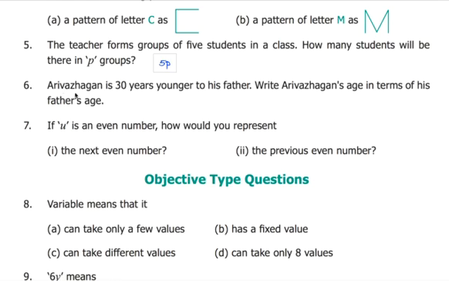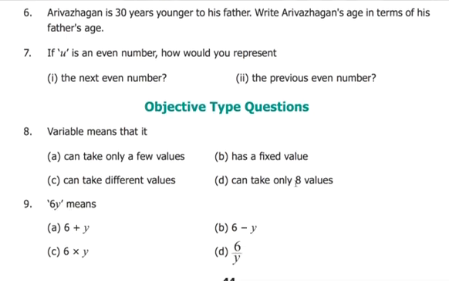Arivazhagan is 30 years younger than his father. Write Arivazhagan's age in terms of his father's age. If his father's age is x, his age is x minus 30. If u is an even number, how would you represent the next even number? u plus 2. The previous even number, u minus 2.